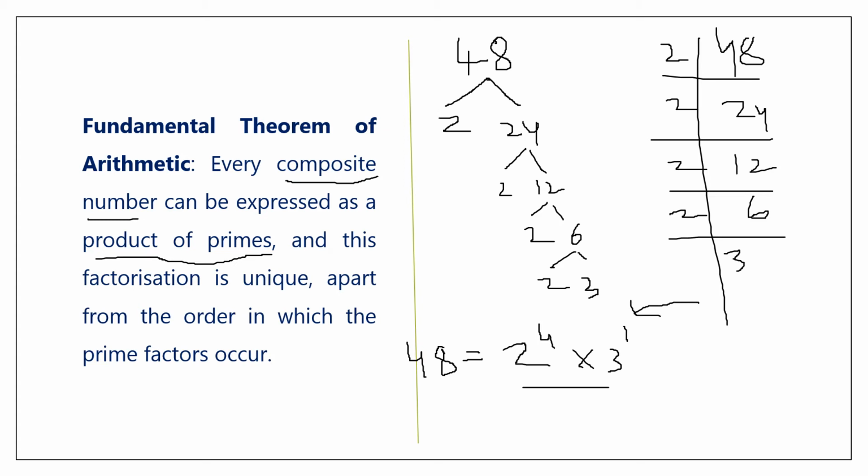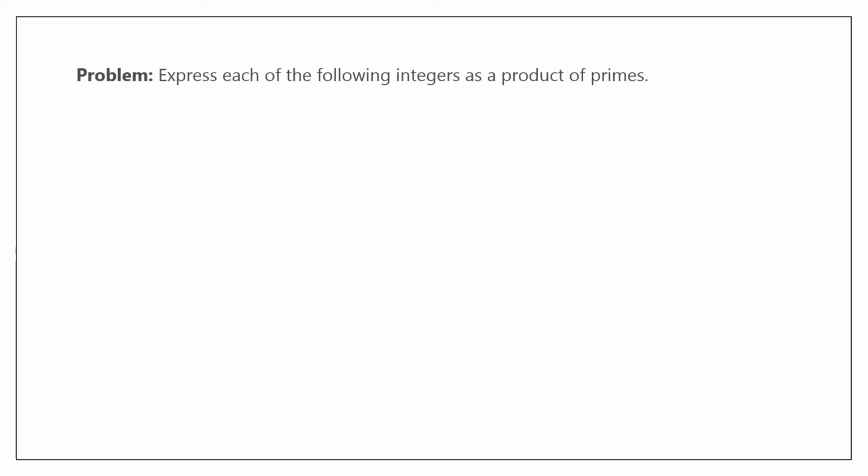Here we cannot write 3 as a product of two numbers. We can stop here. This is a prime number. Now 4 2s are there, 2 power 4, and 1 3 is there, 3 power 1. This is the prime factorization of 48. So in this way, we can find the prime factorization of any composite number by using either the factor tree method or the long division method. Now let's do some problems.